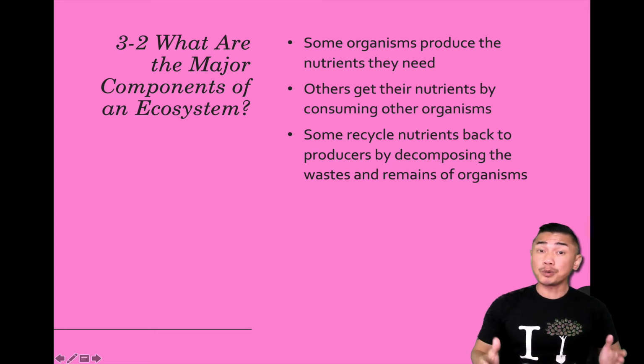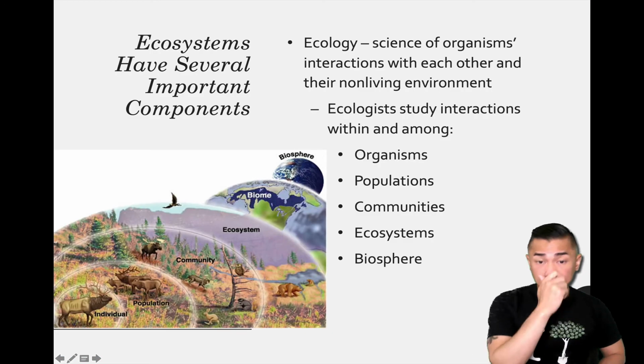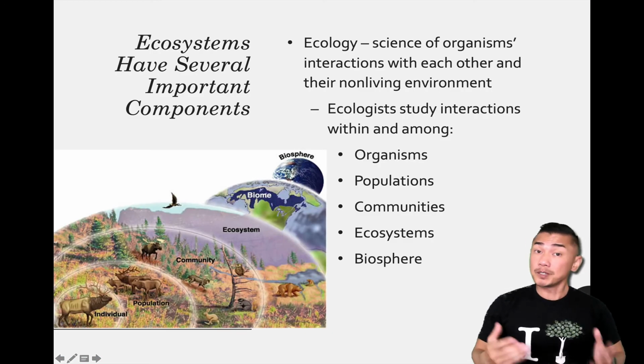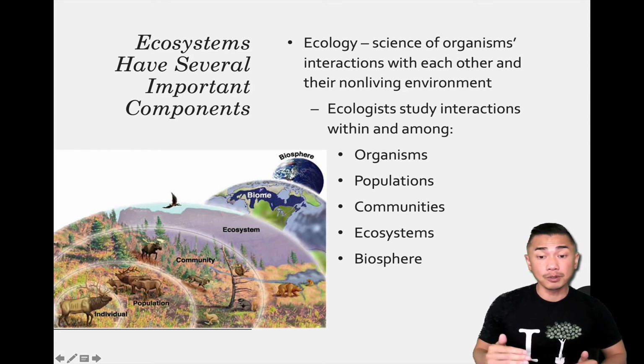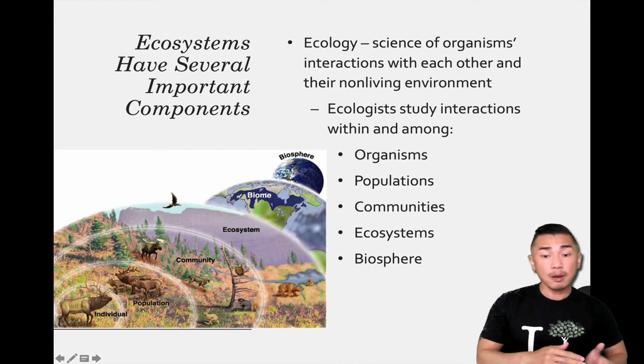Section 3.2 is all about ecosystems and the components that make them up. Ecology is the study of how organisms interact with one another and with their non-living environment. There are different ways to study ecology, and ecologists can focus on different levels, such as organisms, populations, communities, ecosystems, or the entire biosphere.